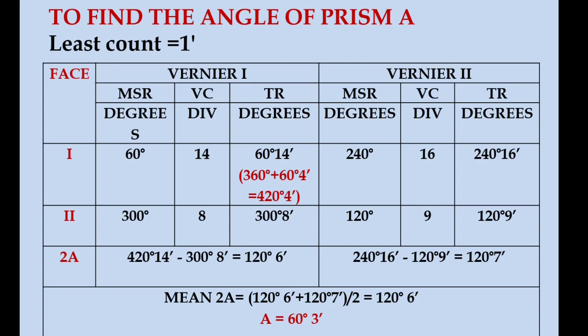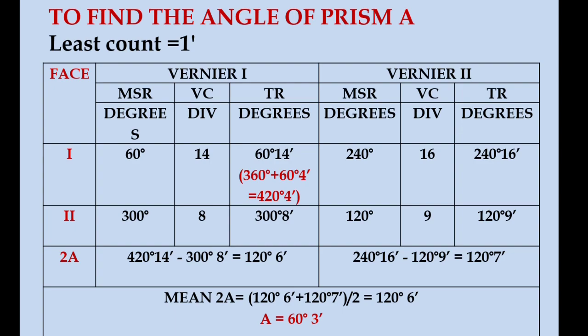From Vernier 1 for phase 1, the main scale reading is 60 degrees, the Vernier coincidence is 14 divisions, so the total is 60 degrees 14 minutes. For the other Vernier it is 240 degrees with 16 divisions in the Vernier coincidence, so the total reading is 240 degrees 16 minutes. Now for the reflected ray from the second phase, Vernier 1 shows 300 degrees and the Vernier coincidence is 8, so the total reading is 300 degrees 8 minutes. From Vernier 2, the reading is 120 degrees, the Vernier coincidence is 9, and the total is 120 degrees 9 minutes.